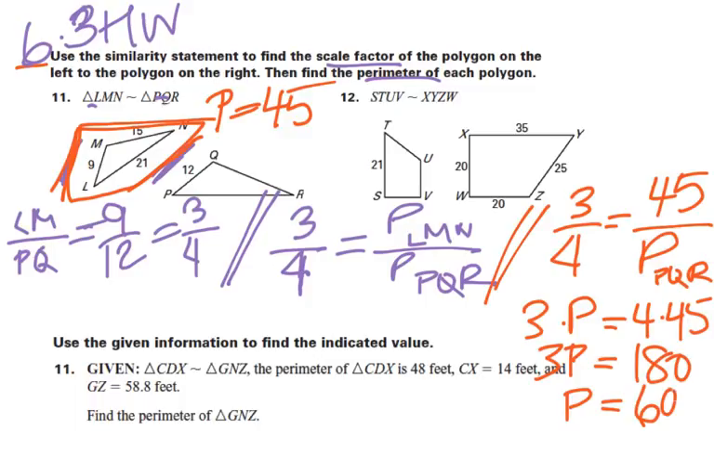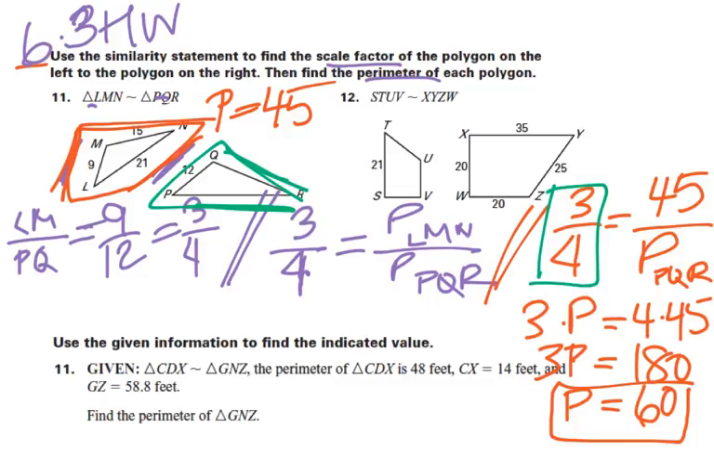The perimeter is 60. So we didn't have to find our missing side lengths of QR or PR to find the perimeter of this shape. All we needed to know was the scale factor and the perimeter of one shape so that we could find the perimeter of the other.